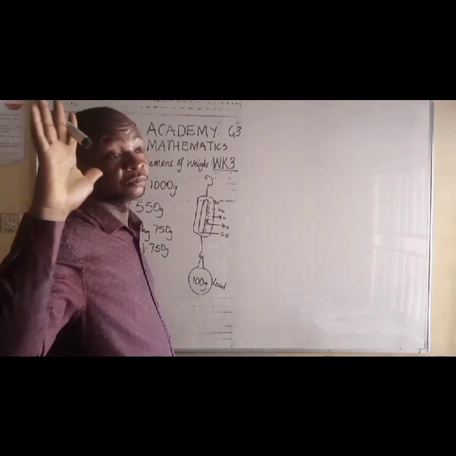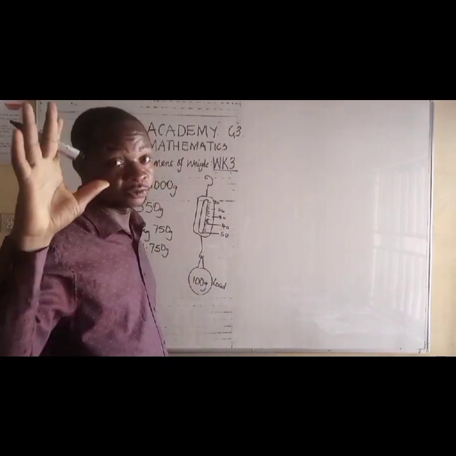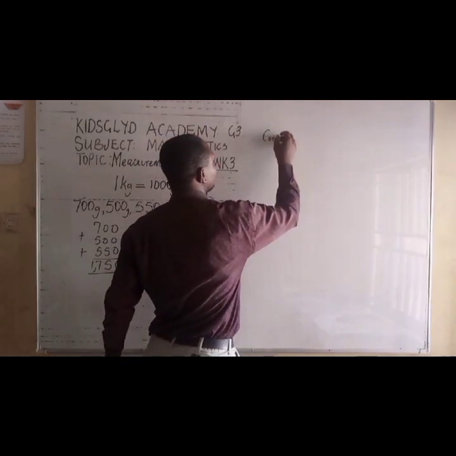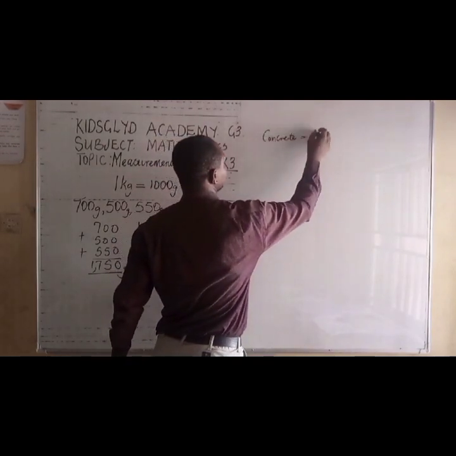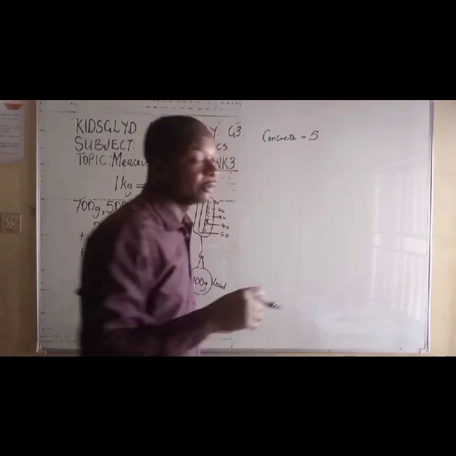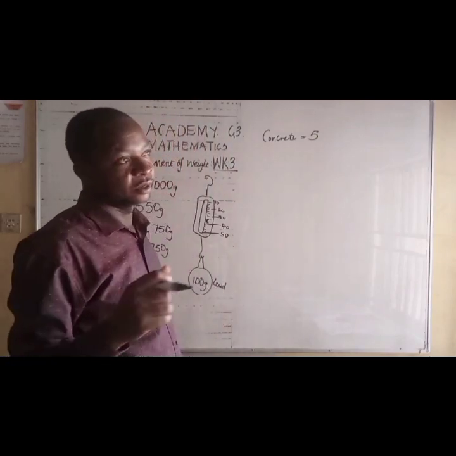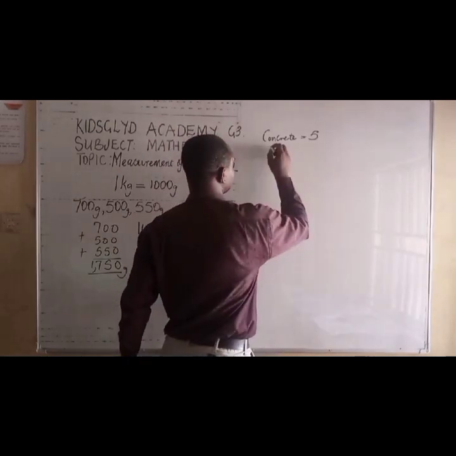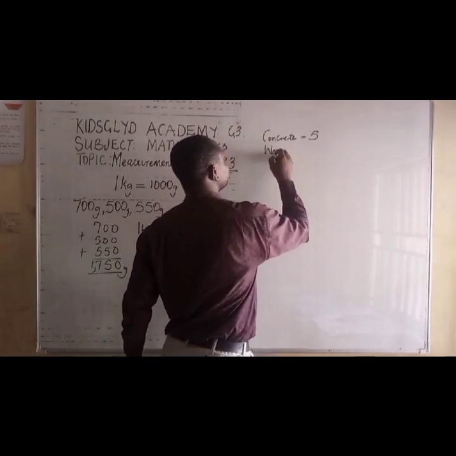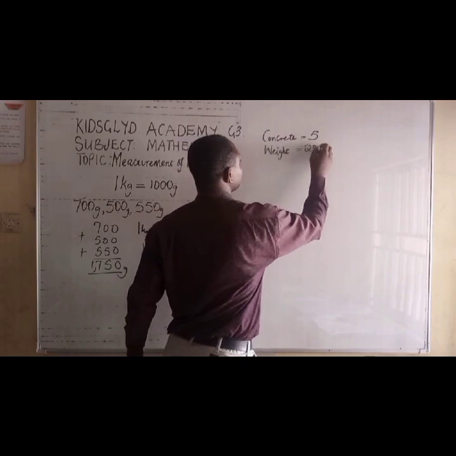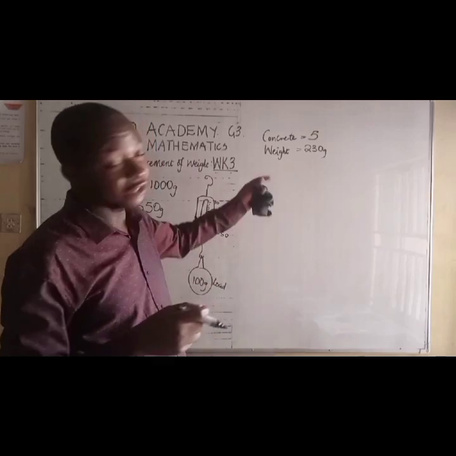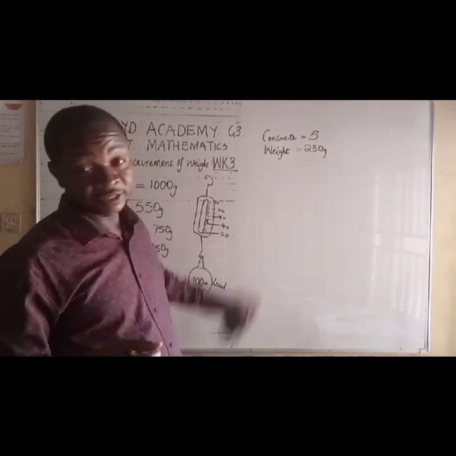If 5 concrete blocks, they're up to 5, each of them weighs 230 grams. How much is their total weight? Sorry, what is their total weight?